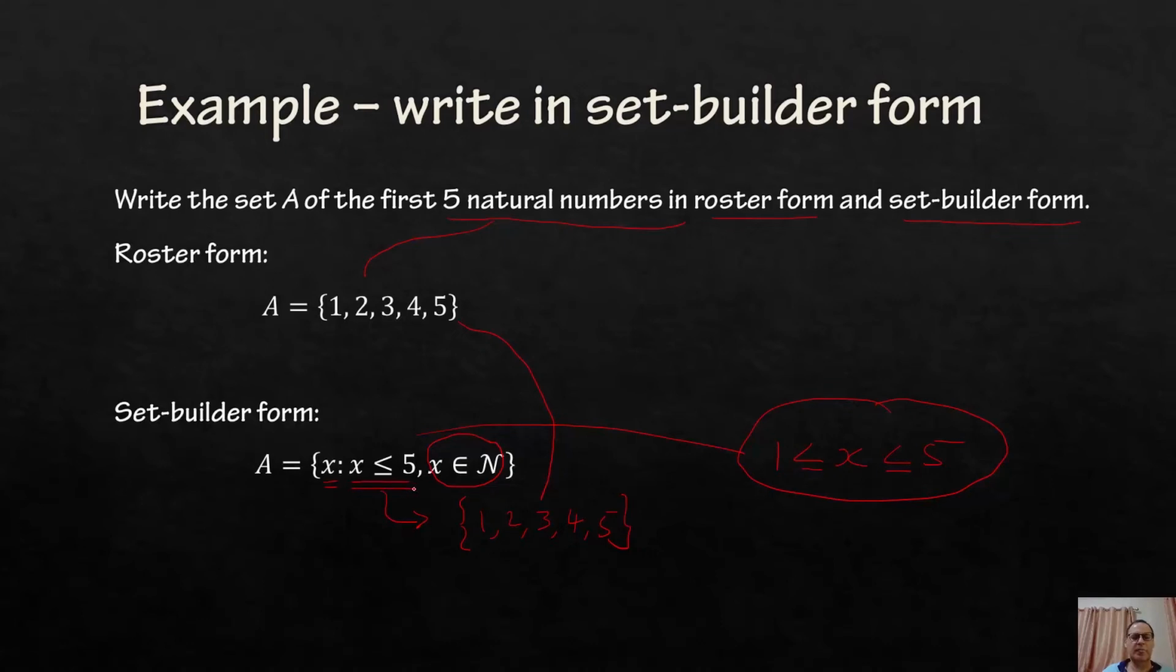X is less than or equal to 5, and we're saying they're natural numbers, so they cannot be 0 or negative. Okay.